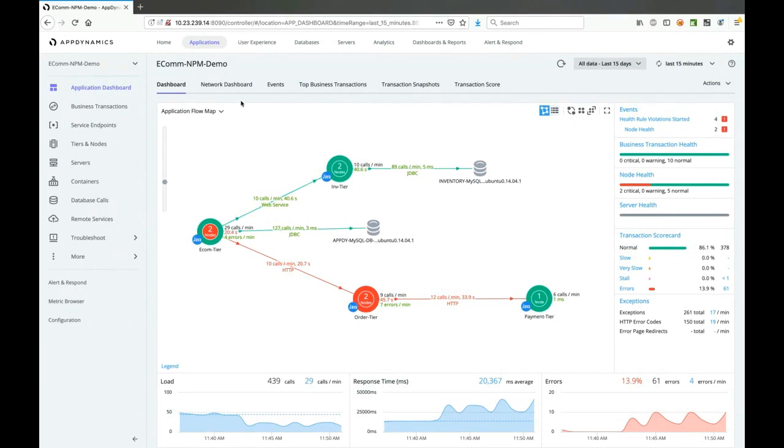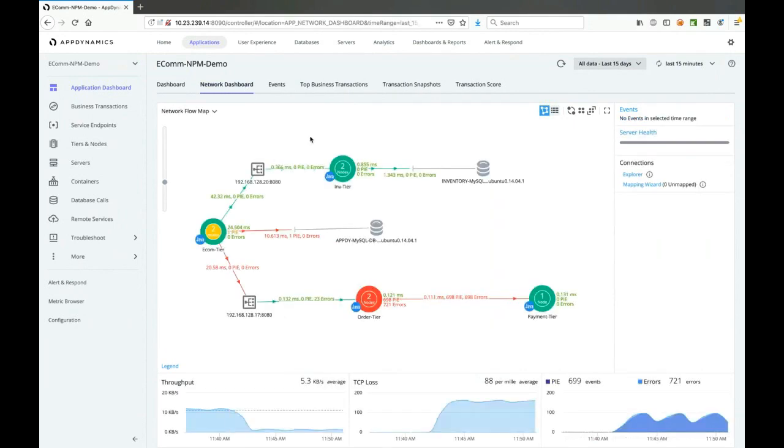So jumping into the network dashboard here, which shows the L4 correlation between this L7 and L4 information of this application. So you actually see the load balancers also here. These are the load balancers in front of the order tier, and the other one is in front of the inventory tier. To debug this further, we can look into the network metrics here.